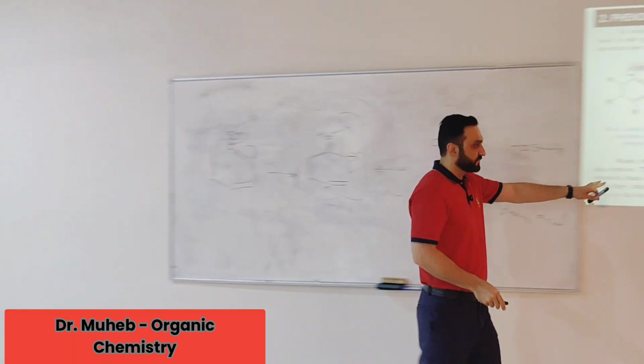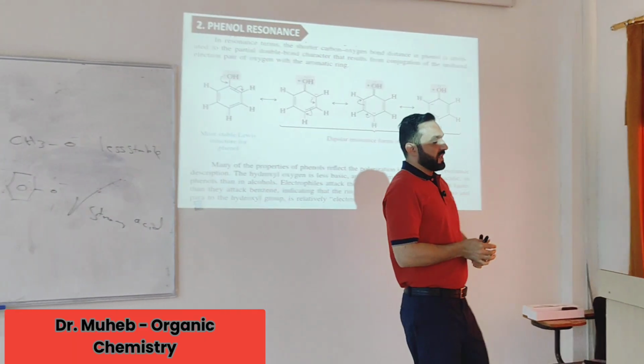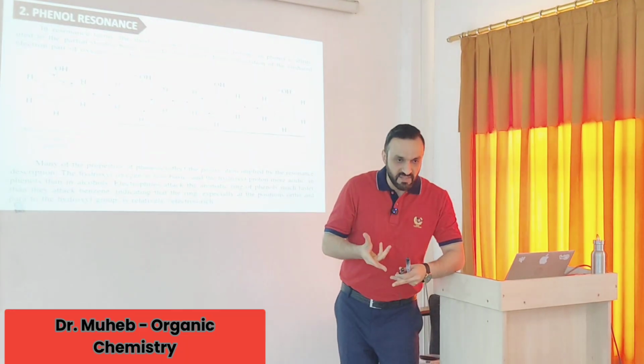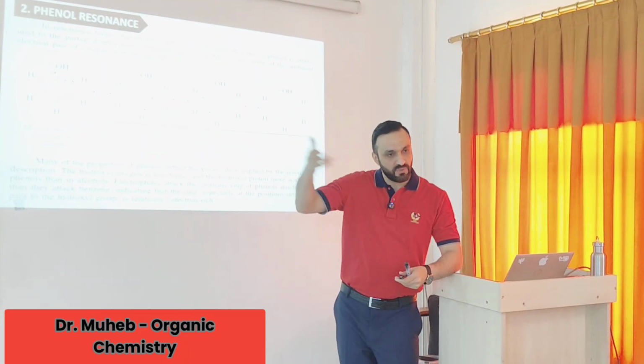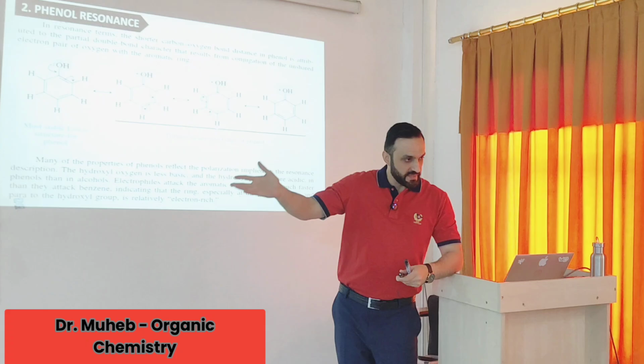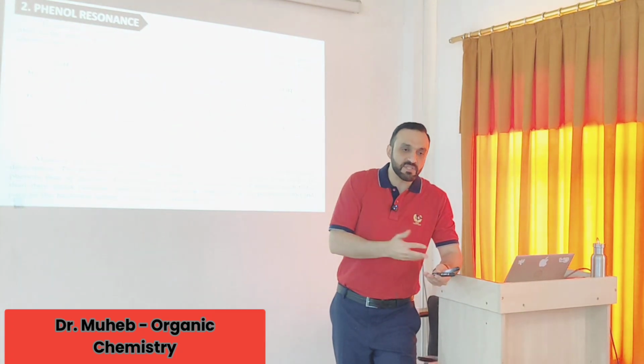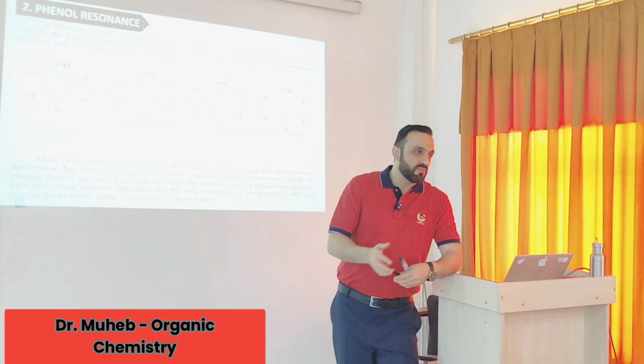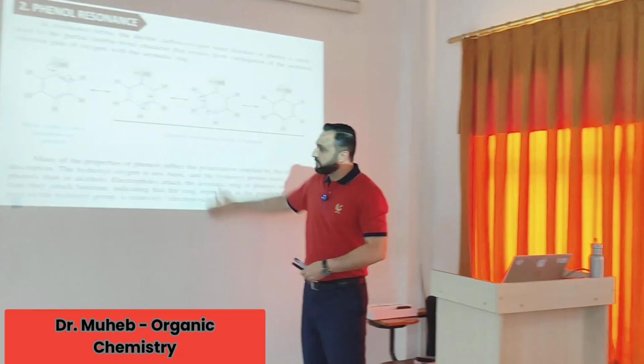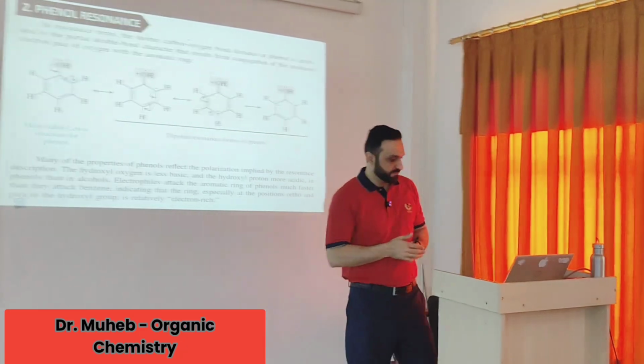Clear? Okay. Now, question: which one is more acidic than the other, alcohol or phenol? Your answer will be to write the conjugate base, write the resonance structures, and compare the stability. Whichever is more stable will be more acidic, and you have to take the answer from here.